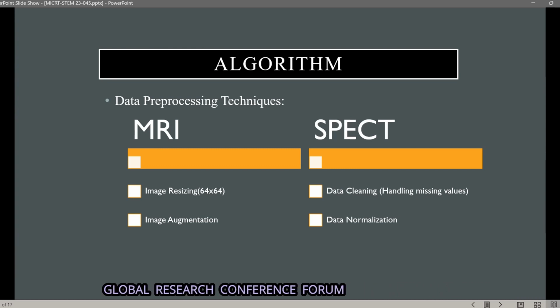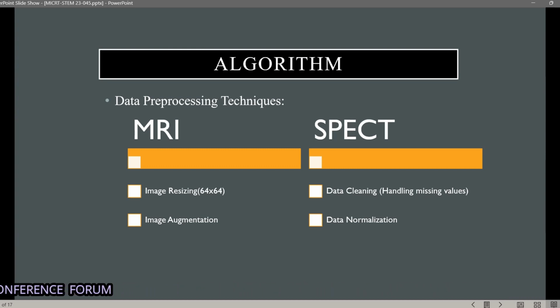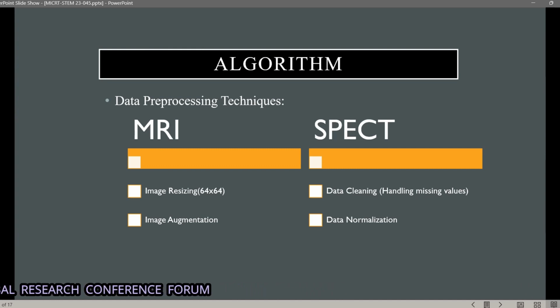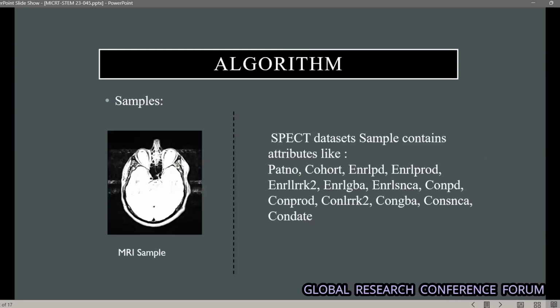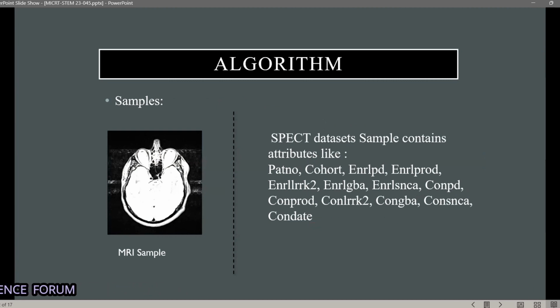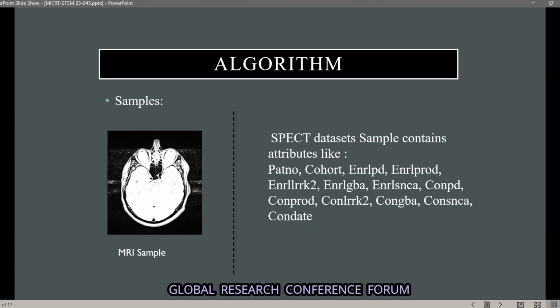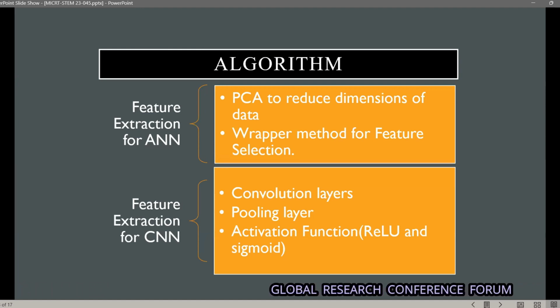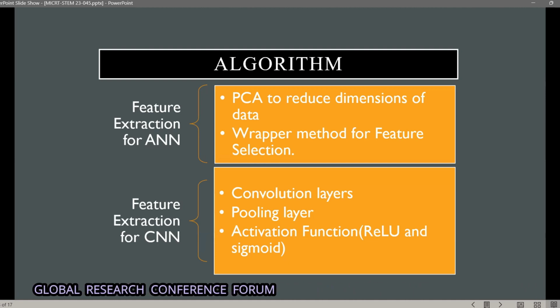While for SPECT scan, we are using data cleaning techniques such as lowercasing the data, removing punctuation and extra spaces, and handling missing values. For data normalization, we perform a linear transformation on the original data. These are the samples for the MRI set and SPECT set. For MRI we are using images, and for SPECT there is a text-based data set.